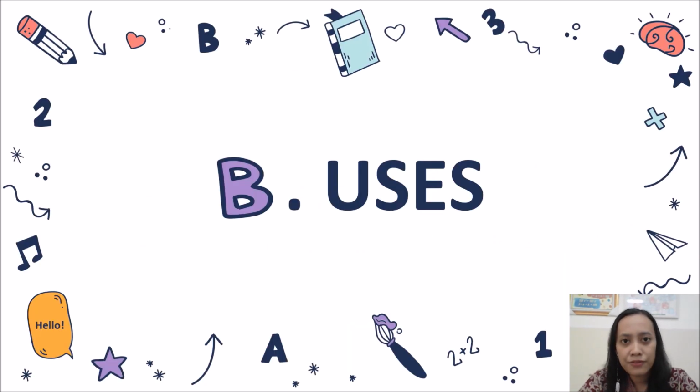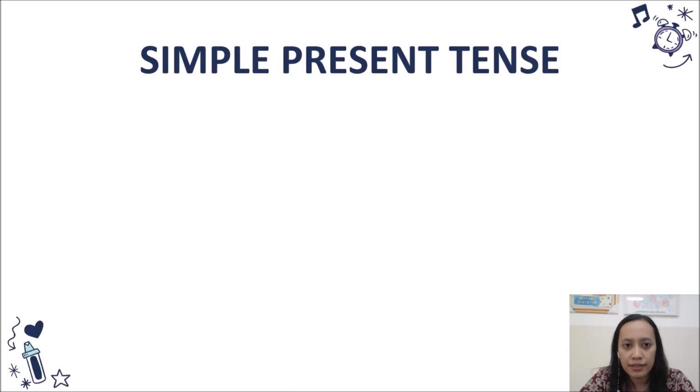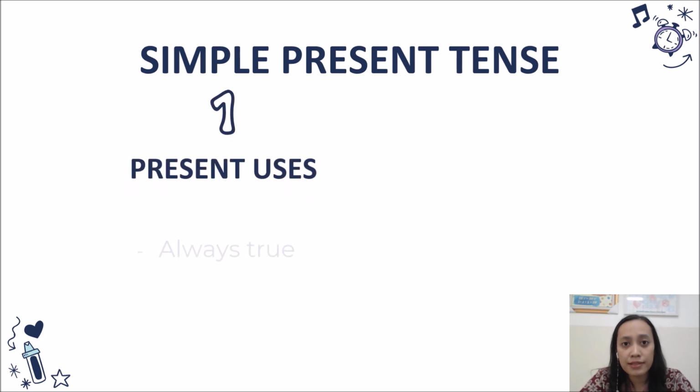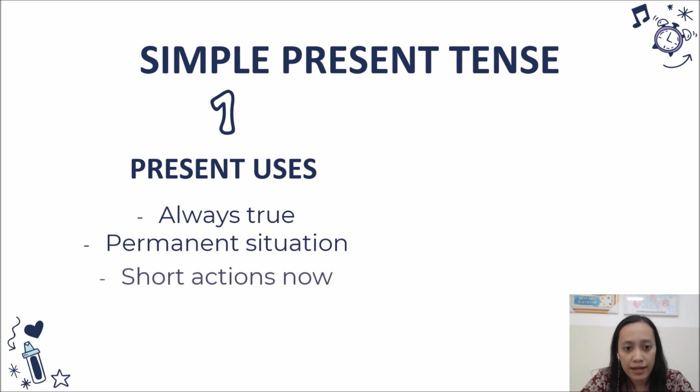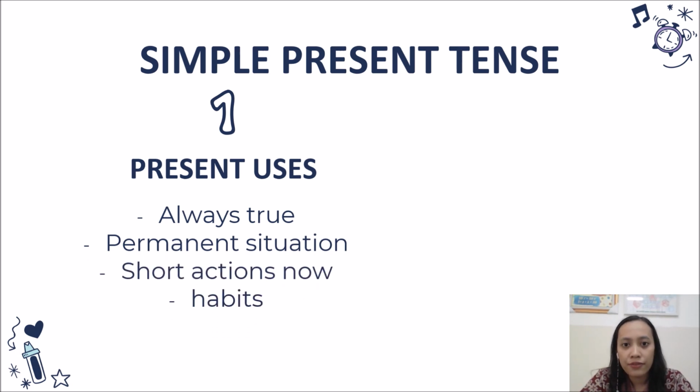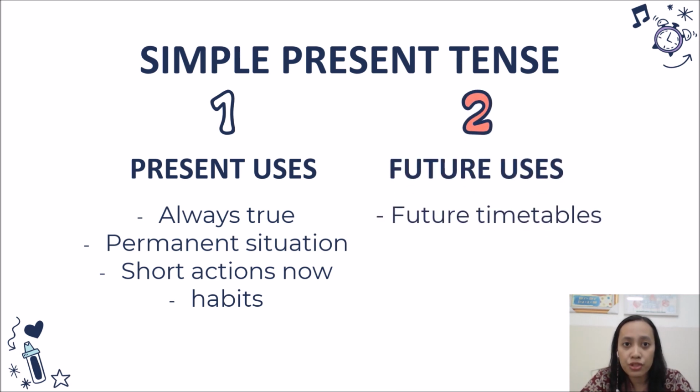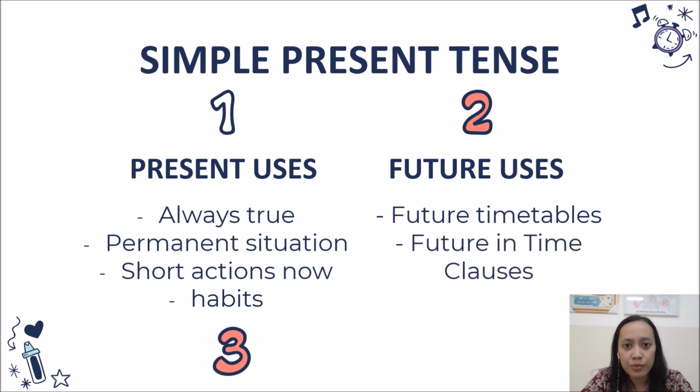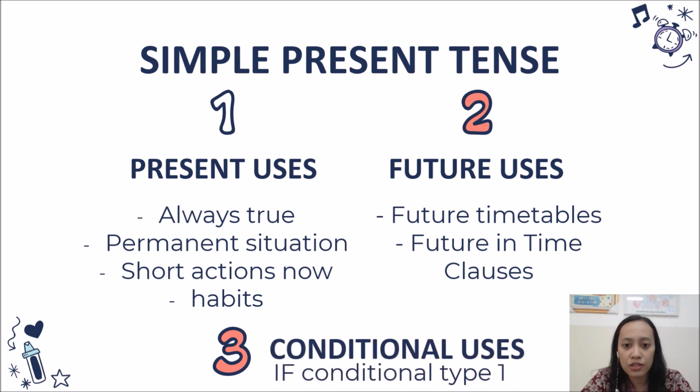The second part of simple present tense is its uses. The first one is present uses. In this condition, simple present tense is used to explain the situation which is always true, permanent situations, short actions now, and habits. While for the second use, which is future uses, it is used to explain future timetables and future in-time clauses. The last use for simple present tense is conditional uses, and this tense is used in if conditional type 1.